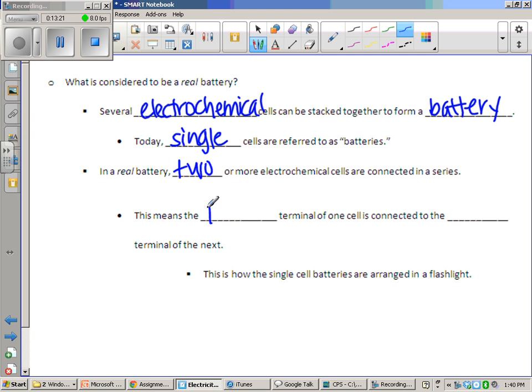So this means that the positive terminal of one cell is connected to the negative terminal of the next. So like how you would add new batteries to a flashlight, and you open up the end of the flashlight and you put those in one on top of the other where you have positive to negative. The terminals are all connected and they're in a series, stacked. That's actually how they're stacked. That would be considered the battery. And it's made up of those single cells.